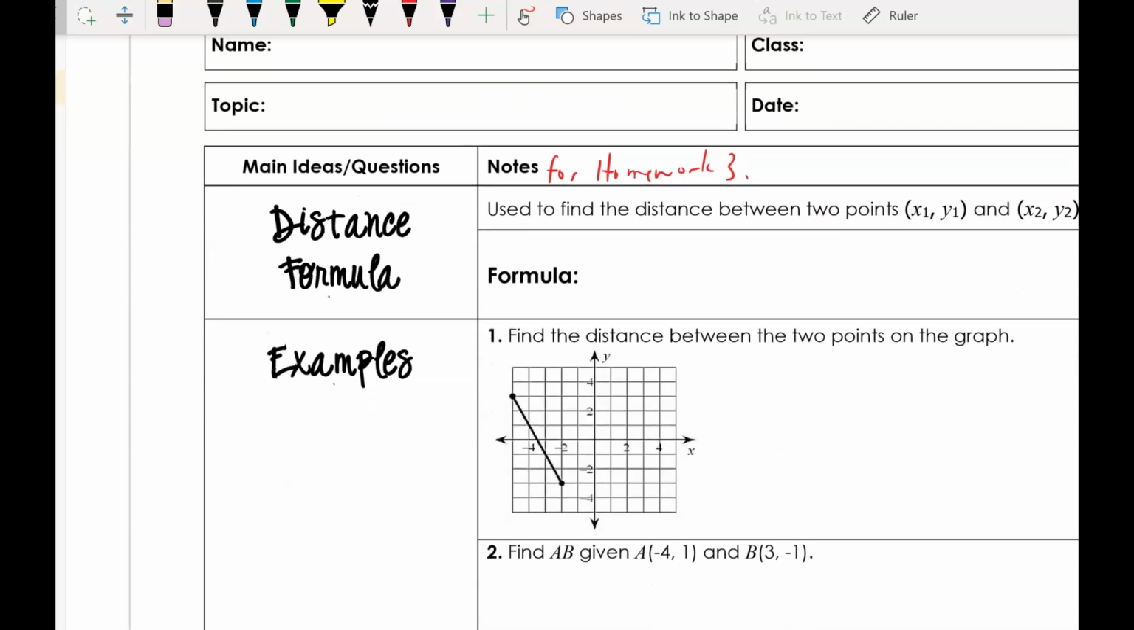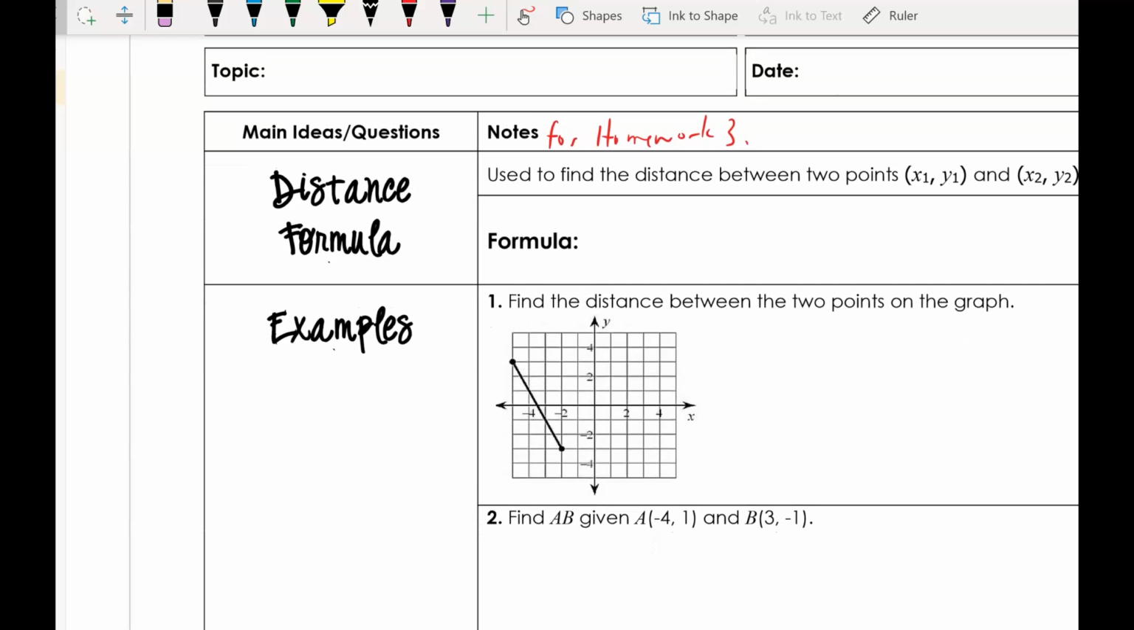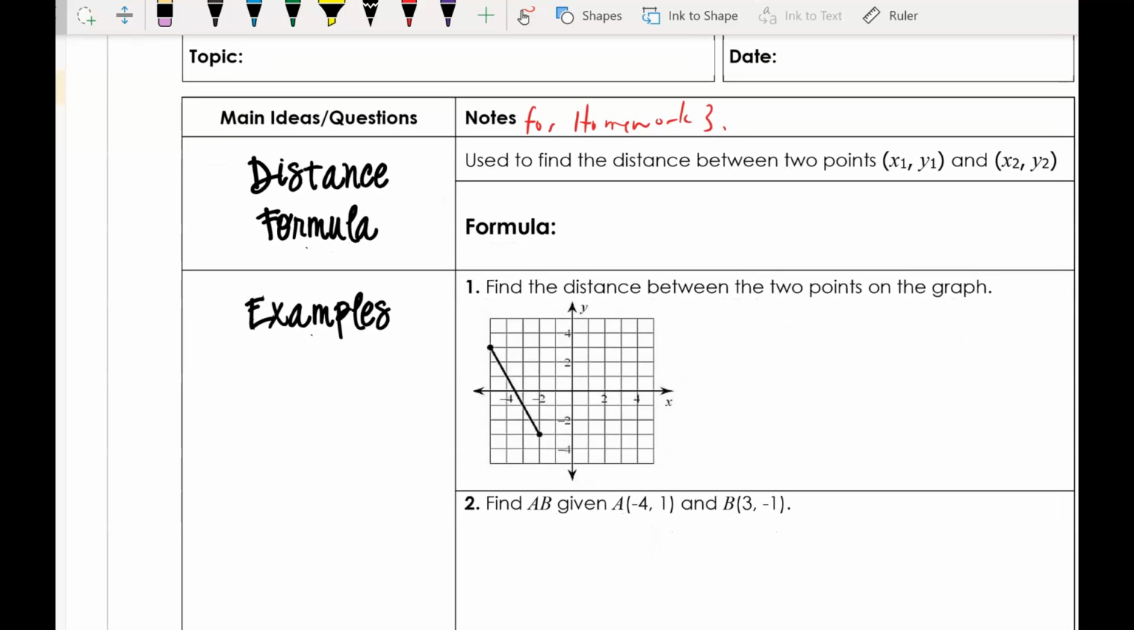Okay, so let's start out with the distance formula. Later on, I'm going to show you some other ways to find distance in the coordinate plane once we've reviewed the Pythagorean theorem. But for now, we just have this formula. You should recognize it, this is review. Distance equals the square root of x2 minus x1 squared plus y2 minus y1 squared.